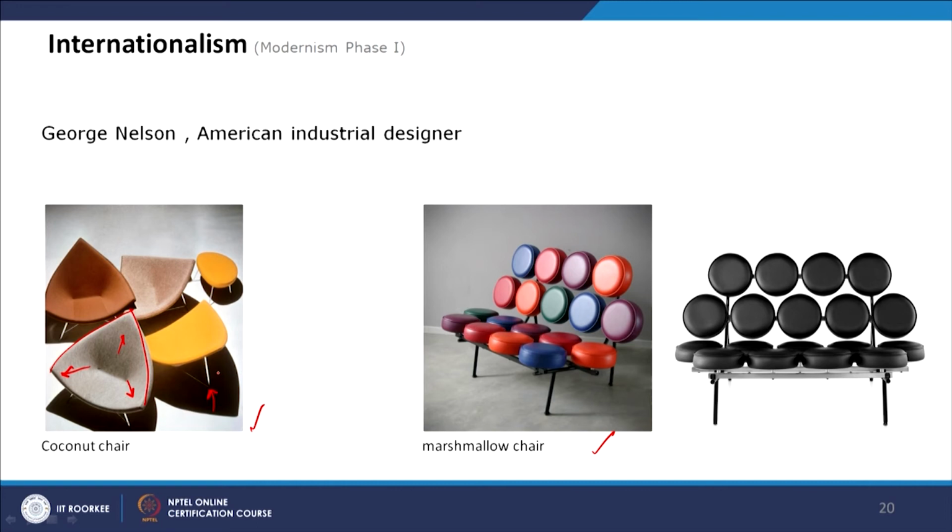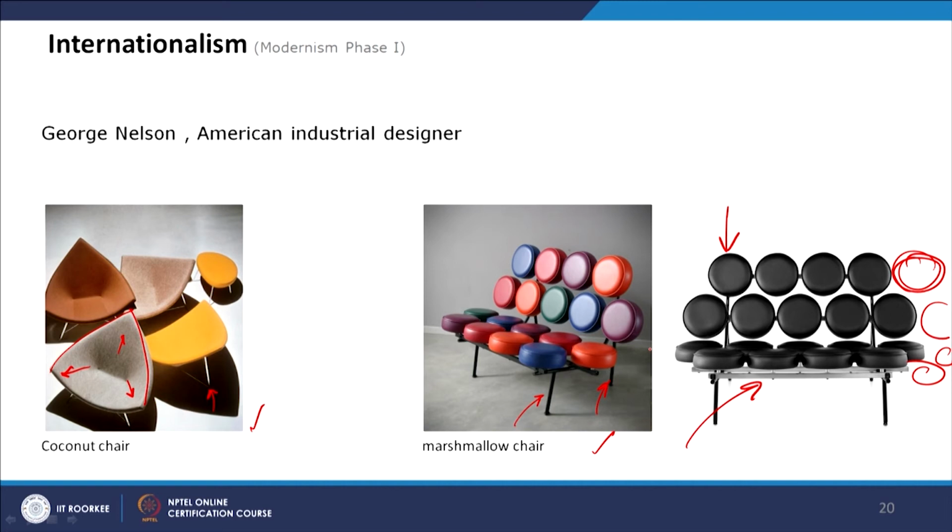And if you look at the marshmallow chair, it also has modularity, and the marshmallow chair can also be elongated. If you add a few more circles, it can be elongated into a long sofa, and if you delete some, it can be a single-seater chair. Now it also comes in pure black, which talks about the internationalist approach, and the steel frames are visible. The structural system is visible from outside, every structure painted in black, and that is the aesthetics of this chair.